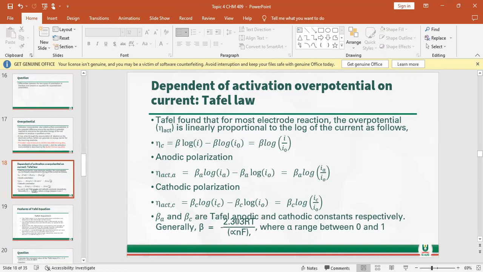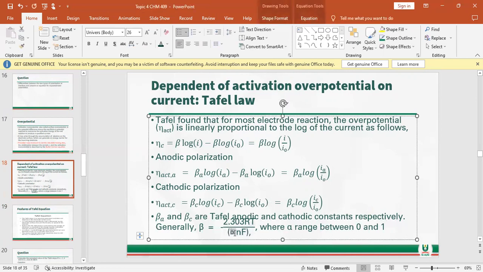In general, beta is equal to 2.303 RT all over alpha nF, where alpha ranges normally between 0 and 1. For most systems, it's always 0.5.